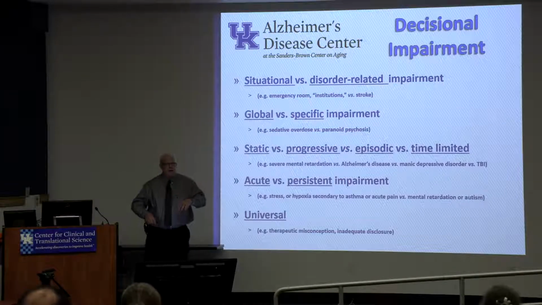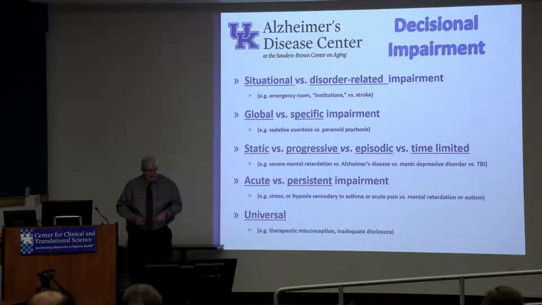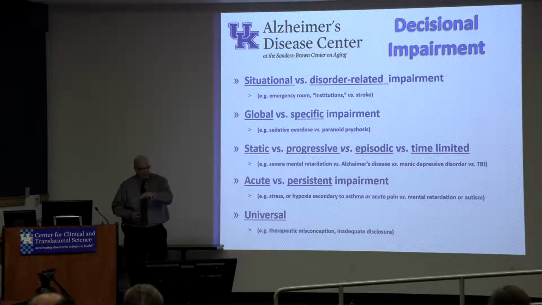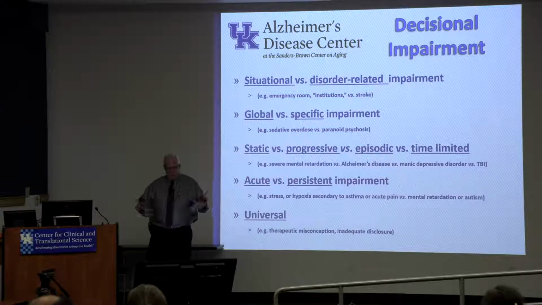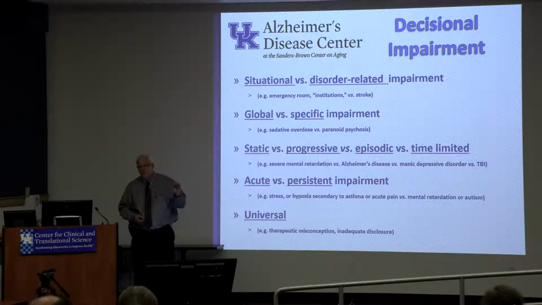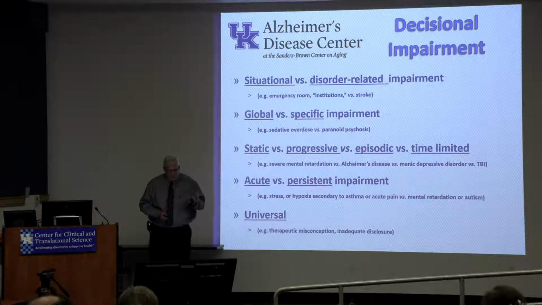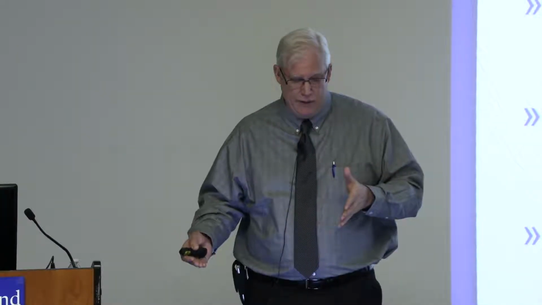But we can see there could be situational versus disorder-related impairment. So this might be a busy emergency room, somebody in pain. It could be somebody presenting with a stroke. We could have global impairment or specific impairment. So global impairment, somebody in a coma, versus somebody with very specific impairment, perhaps with paranoid psychosis, that thinks that they're going to remove their organs and send them off with the aliens. It could be static. It could always be there. It could be progressive and get worse. It could be episodic and appear at times, like we might see in somebody with bipolar disorder. It could be transient, time limited, and eventually resolve.